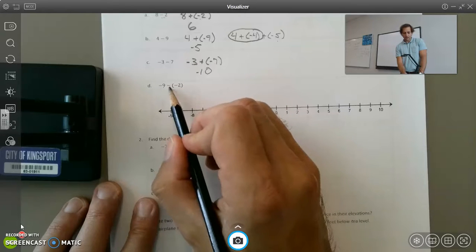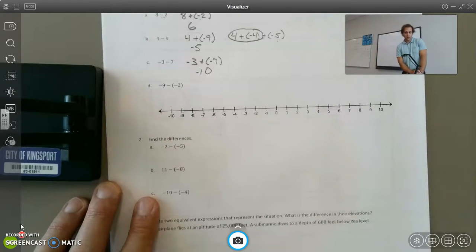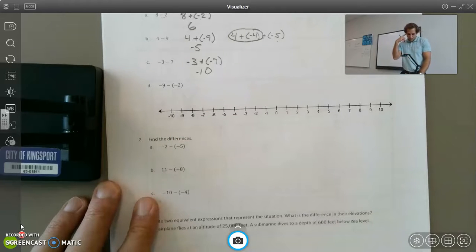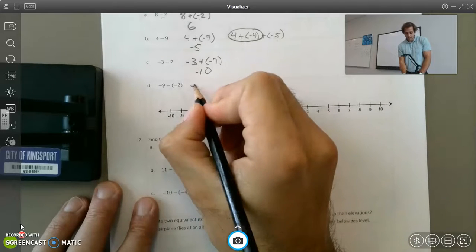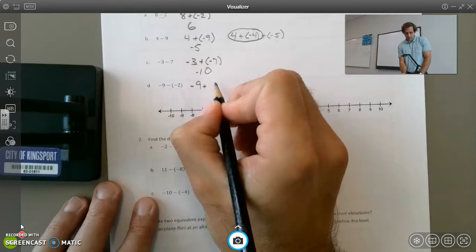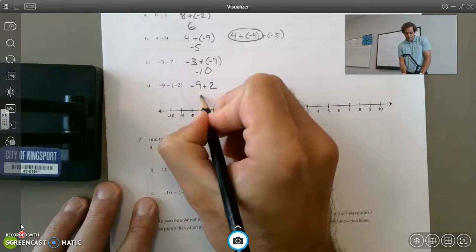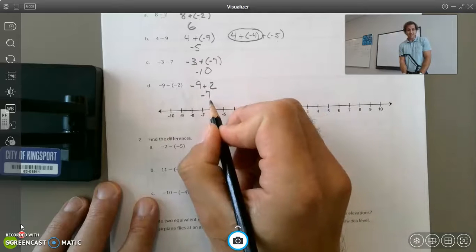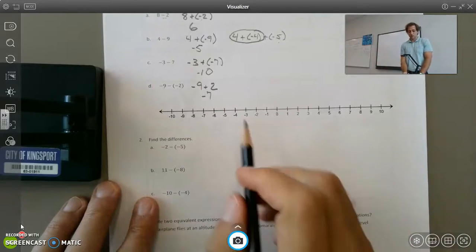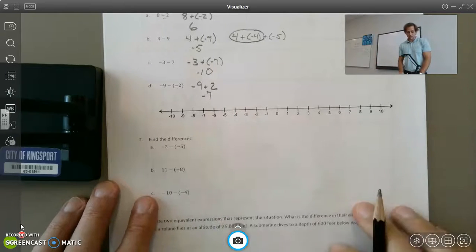Negative 9 minus negative 2. Now, I am subtracting a negative. Let's think out loud. What's going to happen to the value of negative 9 when I subtract a negative? Change subtraction to addition, add the opposite, and negative 9 becomes negative 7, which is greater. The value increased. Even though it's still negative, it did increase.